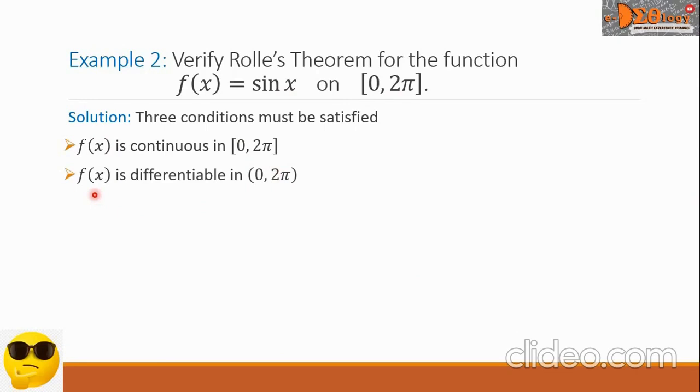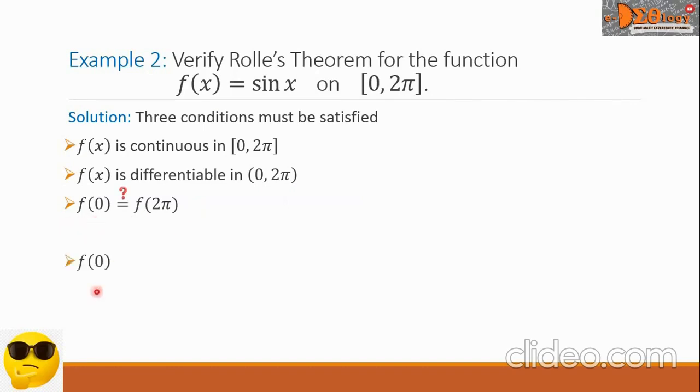Second condition, f of x is differentiable in the open interval from 0 to 2 pi, which means if we take the derivative of the function, we have now f prime of x equals cosine x. The cosine x here is defined in the open interval from 0 to 2 pi. Third condition, f of 0 is equal to f of 2 pi. And this third condition we need to verify.